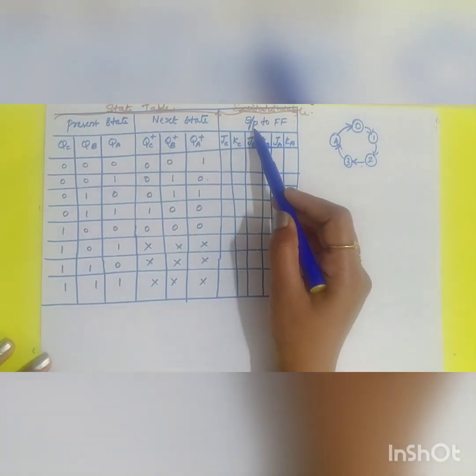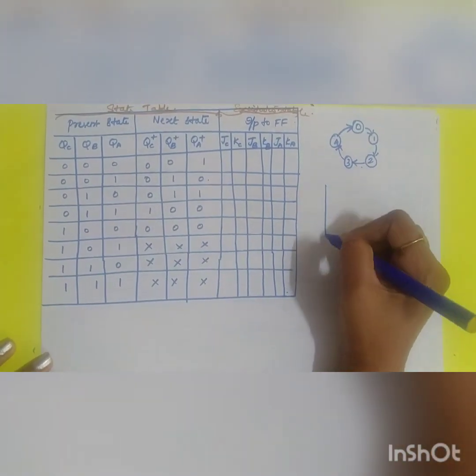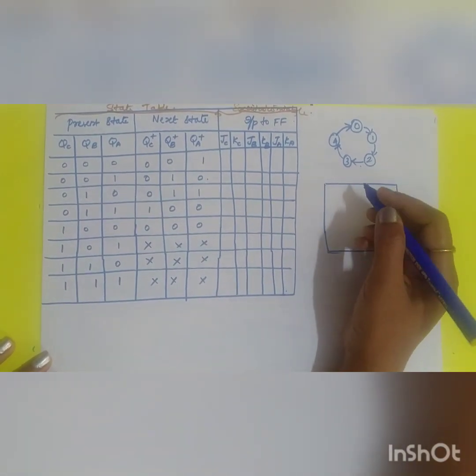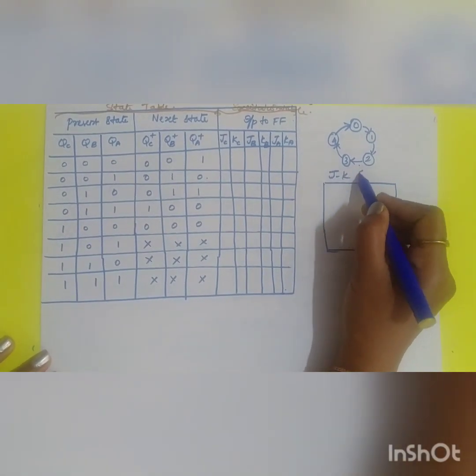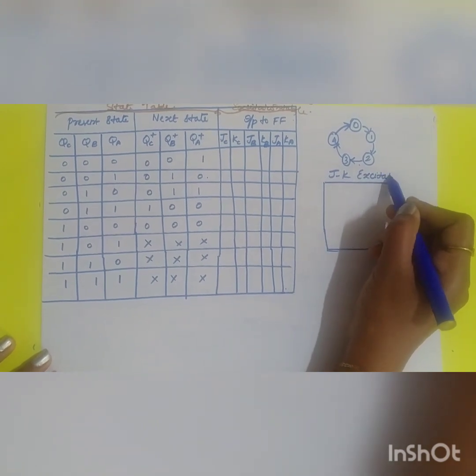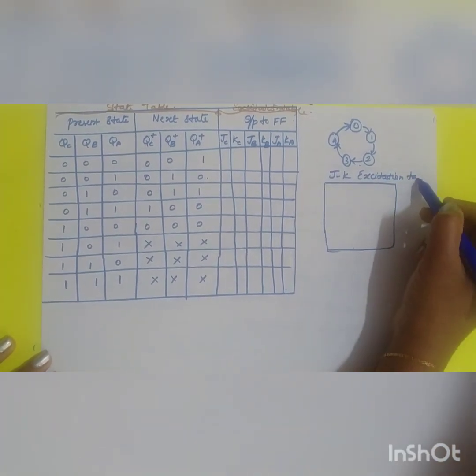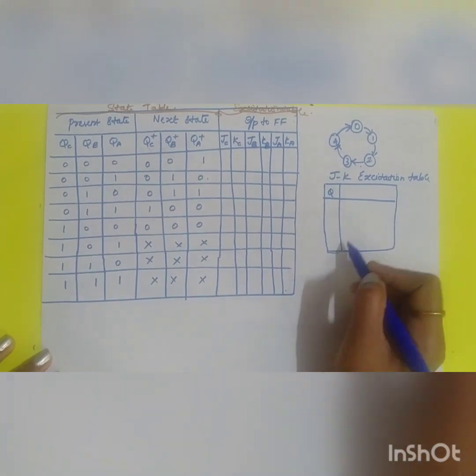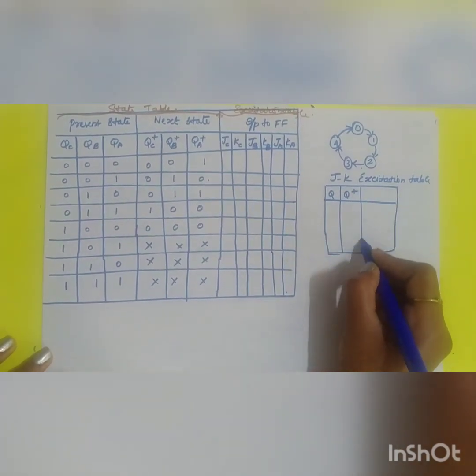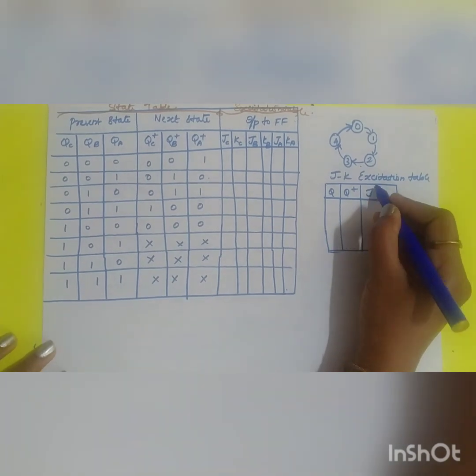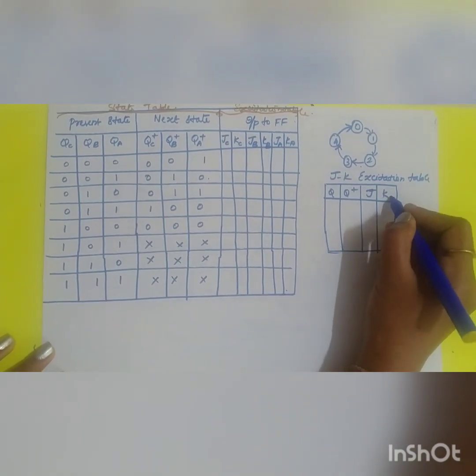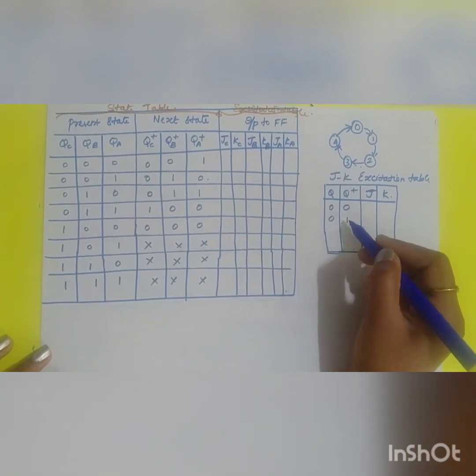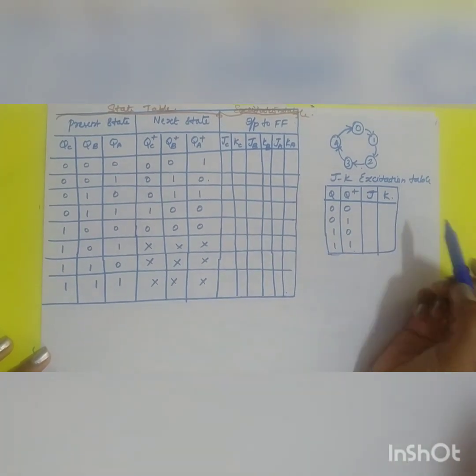If you want to find out the input to the flip-flop, you should know the excitation table of your JK flip-flop. So what will be your excitation table of your JK flip-flop? In simple terms, if you know your present state and the next state, you can know your value for your J and K. So what will be the combination? Either it will be 0, 0, 0, 1, 1, 0 or 1, 1, right?